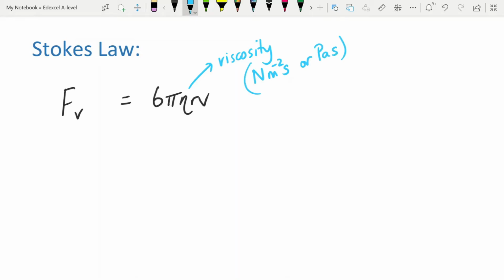And again, that is temperature dependent. R is the radius of the object. Now, one of the conditions with Stokes' law is that it only truly applies to spheres, hence the radius. It loosely applies to other shaped objects, and so we can model a lot of the objects that move through a fluid as a spherical object, but you do need to realize that it only actually applies to spheres. And then v, of course, is the speed of the object through the fluid.